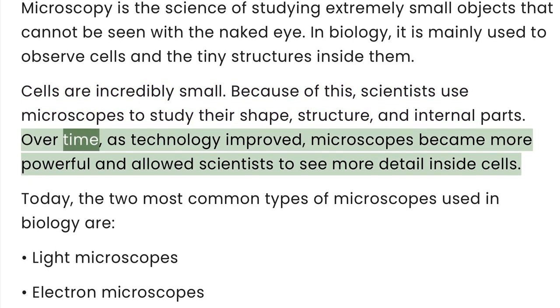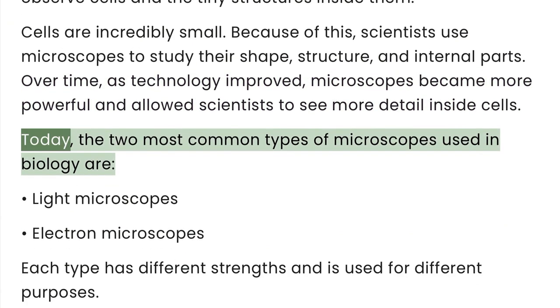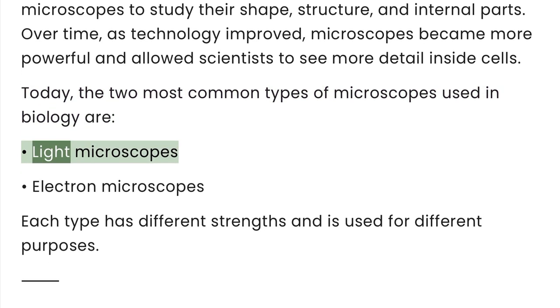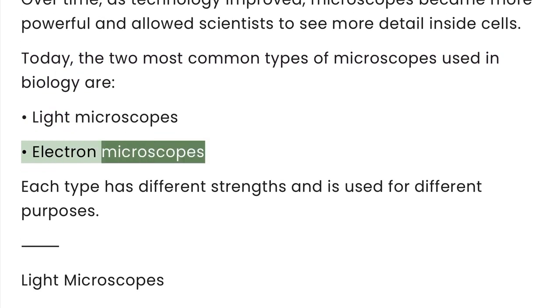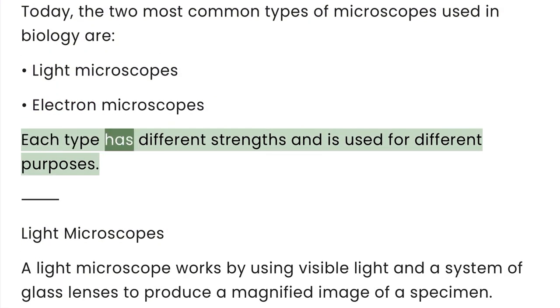Over time, as technology improved, microscopes became more powerful and allowed scientists to see more detail inside cells. Today, the two most common types of microscopes used in biology are light microscopes and electron microscopes. Each type has different strengths and is used for different purposes.